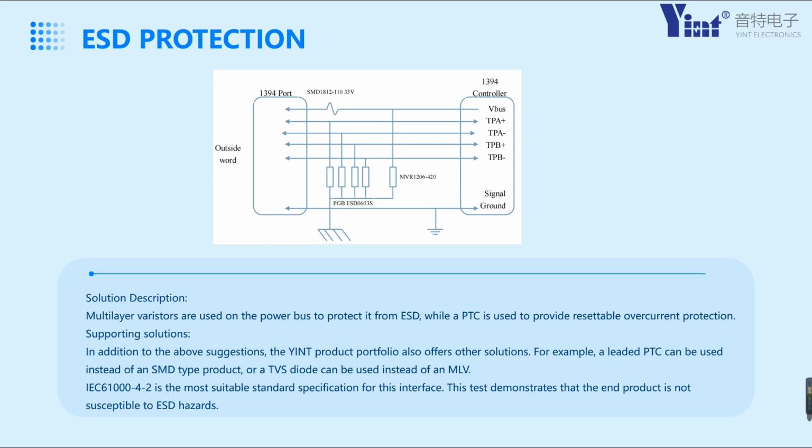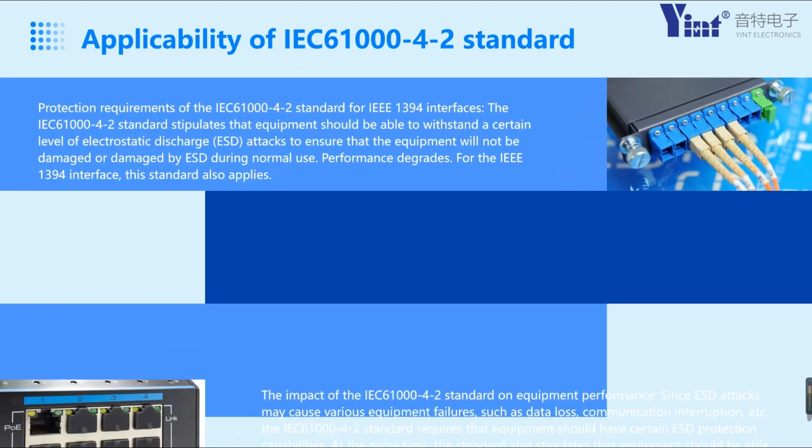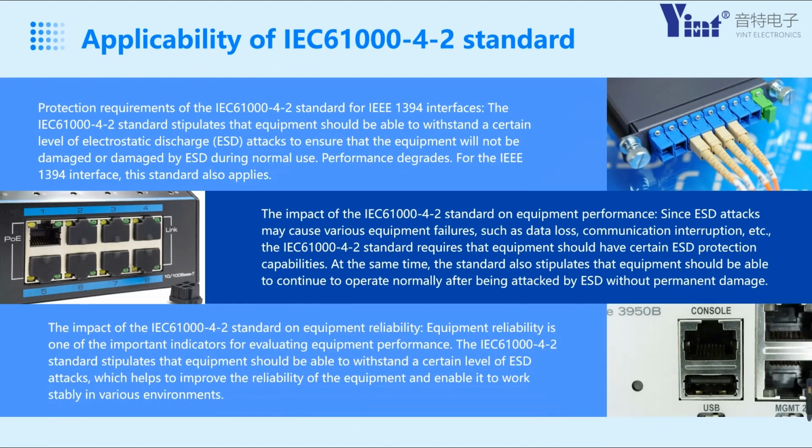IEC 61000-4-2 is the most suitable standard specification for this interface. This test demonstrates that the end product is not susceptible to ESD hazards. Related standards and tests. Protection requirements of the IEC 61000-4-2 standard for IEEE 1394 interfaces.